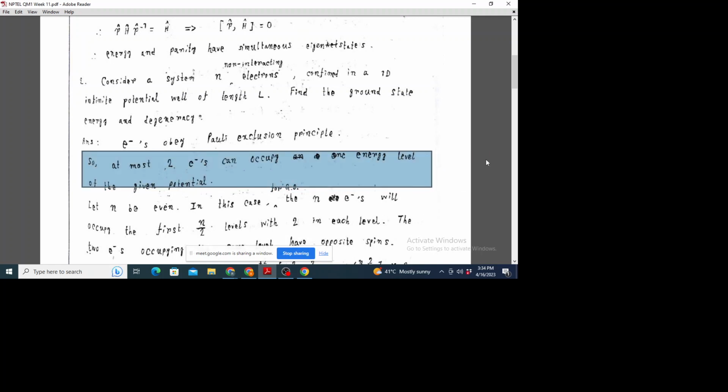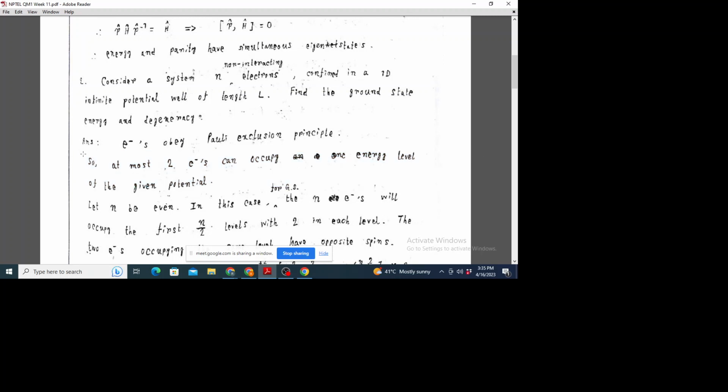So, the energy levels are already known to us, the energy levels of the infinite square well potential. That is the same thing that we have been discussing for quite some time. And we know that these electrons obey the Pauli exclusion principle and they are spin half particles, right? That means they have two spin states. So that means at most two electrons can occupy one energy level of the given potential.